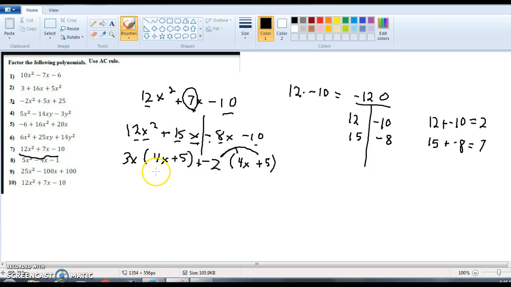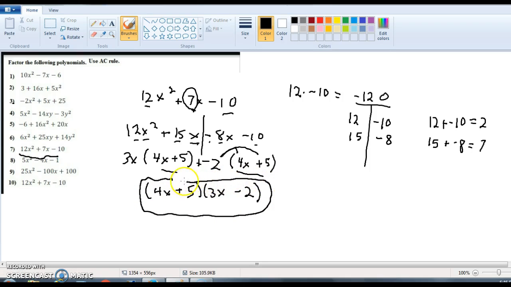And now that I've got the two halves of this factored, I notice that they have this in common now. So I'm going to write that as a common factor for the whole thing. And that leaves me with 3x, either plus negative 2, or we usually just write that as minus 2. And that's it. One last note about these, and this is good advice on the test.